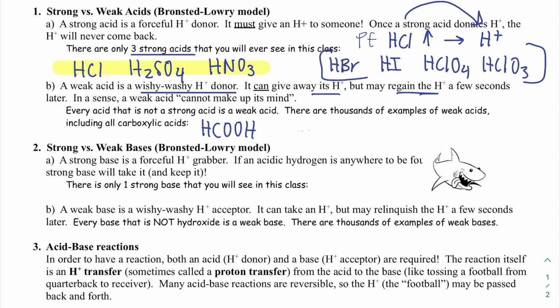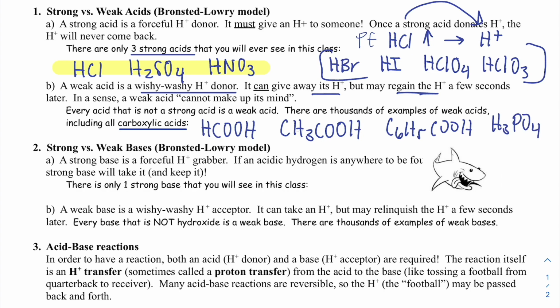So every acid that is not a strong acid is a weak acid. And if it's not one of those 7, it is a weak acid. This includes anything that has a carboxylic acid, the COOH group, that's a carboxylic acid. So like formic acid, acetic acid, which is vinegar, CH3COOH, benzoic acid, C6H5COOH, so anything with that COOH group, going to be a weak acid. And then other ones like phosphoric acid, H3PO4, that's weak, and many others. There are thousands of weak acids. Most acids are weak acids.